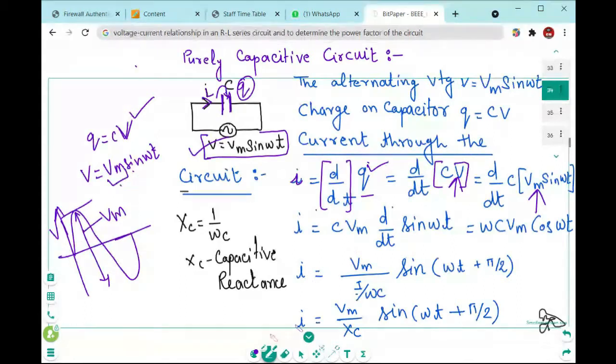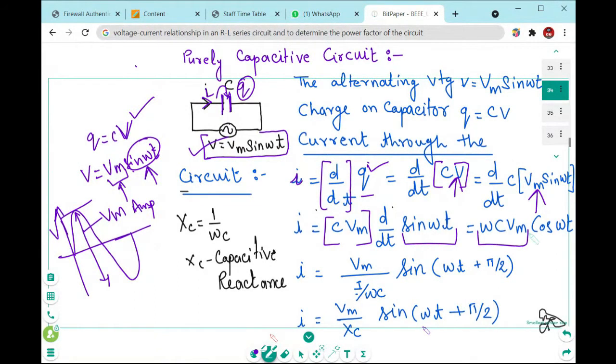So Vm sine of omega t, this is the amplitude, and this is your sinusoidal waveform. Okay, and you will put that value right here, and we can take the common factor out of this differentiation, and we will differentiate sine of omega t. After differentiating sine of omega t, we will get omega C into Vm cos of omega t. Okay, and when you move this omega and C constant factor to the denominator, you can represent it by 1 upon omega C.